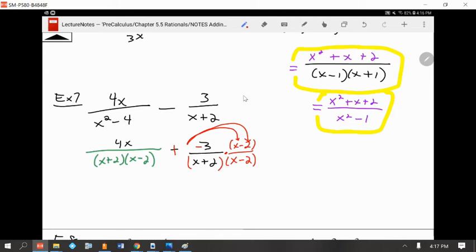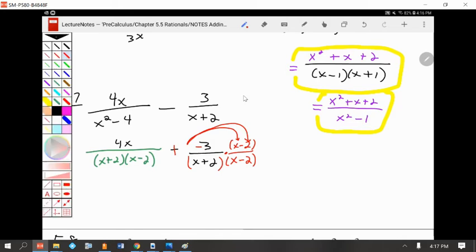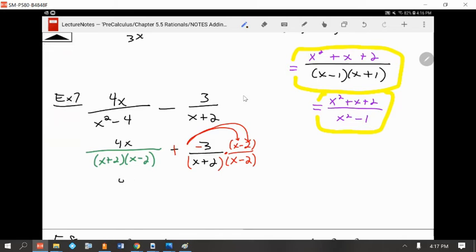But I like to do it all at once. So I end up with the first fraction is 4x over x plus 2, x minus 2. Now what I'm going to have is a plus, same denominator, x plus 2, x minus 2. And I'm distributing the minus sign. So what is -3 times x? -3x. What is -3 times -2?